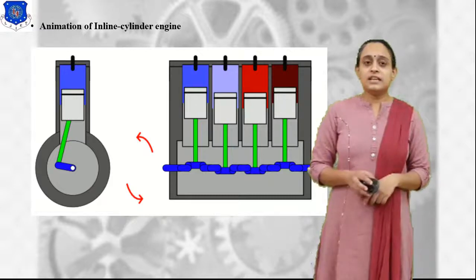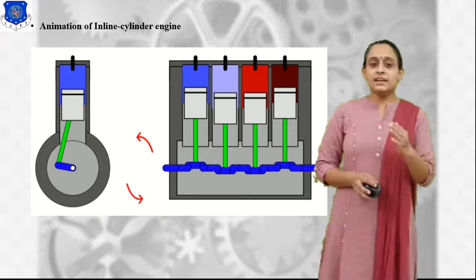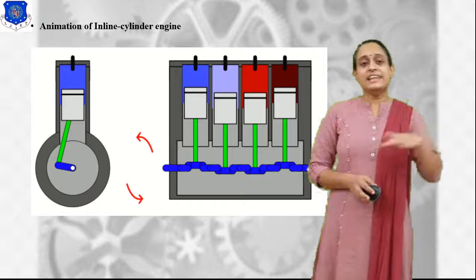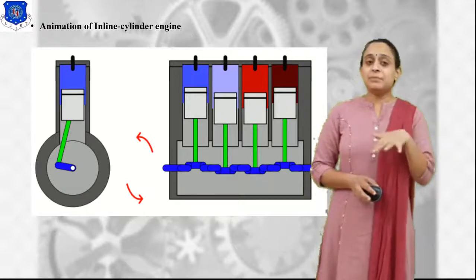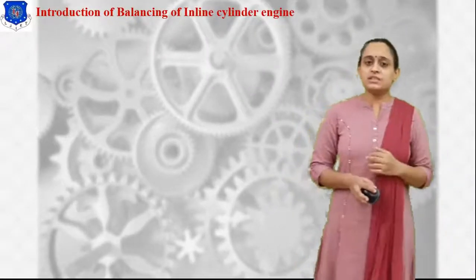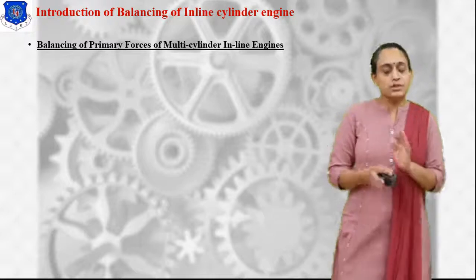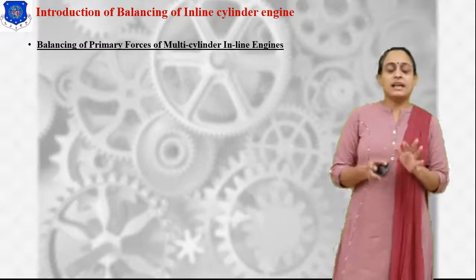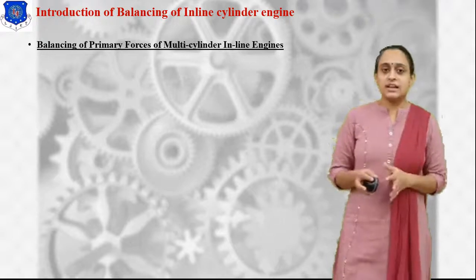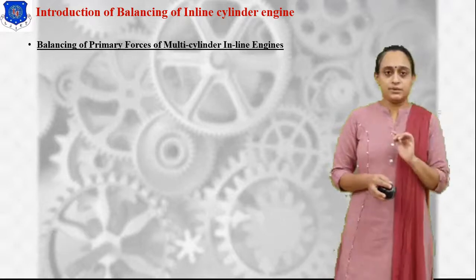This is the inline cylinder engine. In this case, as you see, all the four cylinders are inline placed. Here we have to consider first of all how to balance the primary forces. Students, you have to understand this, as we have already studied in our single cylinder engine, there are two types of forces, primary forces and secondary forces.